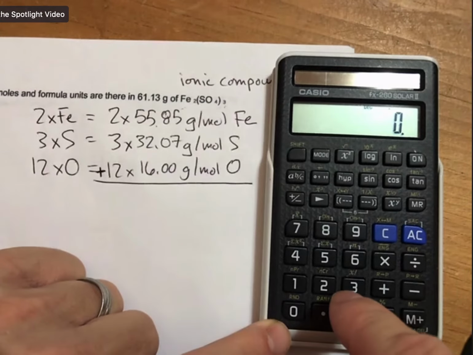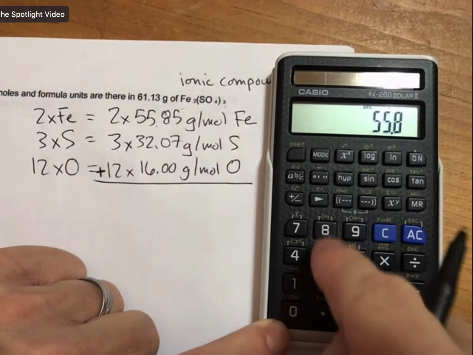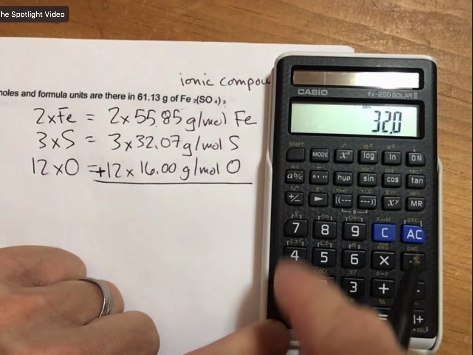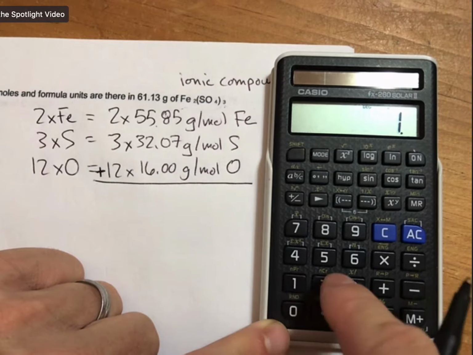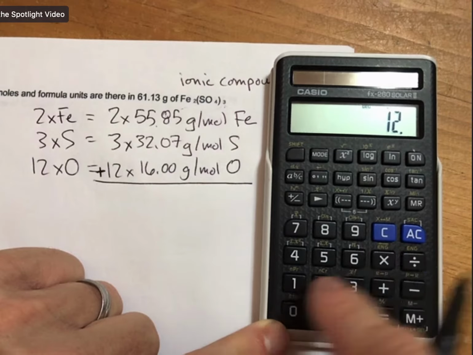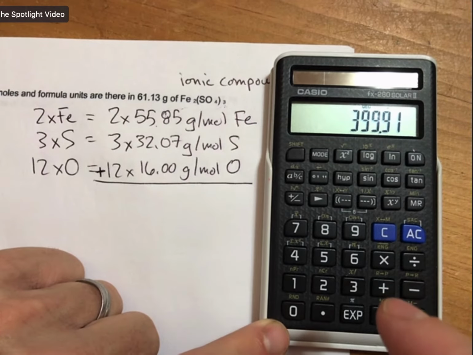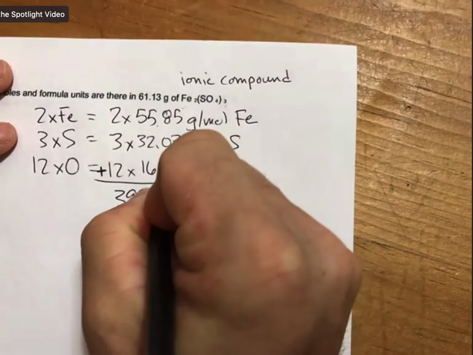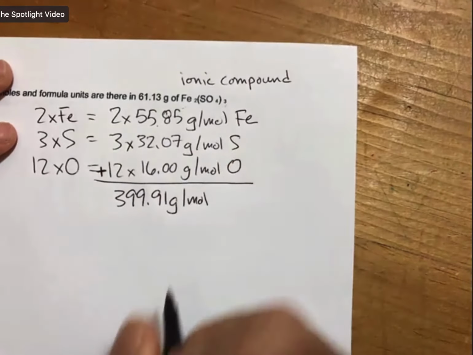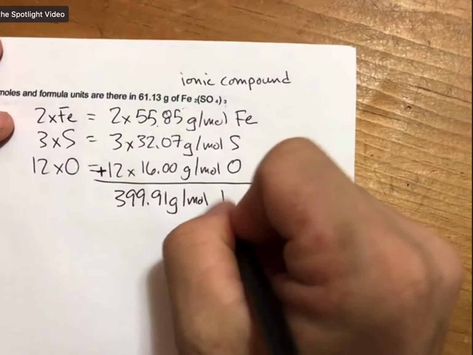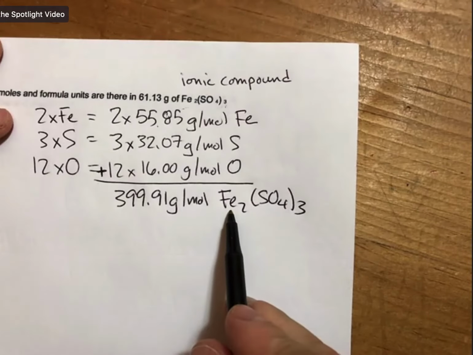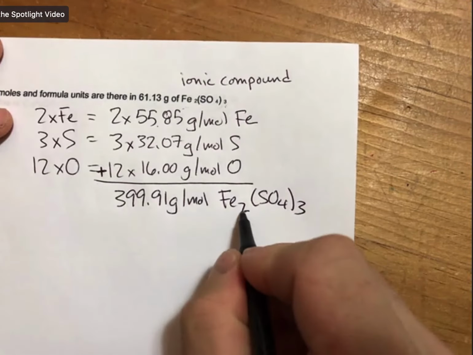So 2 times 55.85 plus 3 times 32.07 plus 12 times 16 gives 399.91 grams per mole of Fe2(SO4)3, which is named iron(III) sulfate.